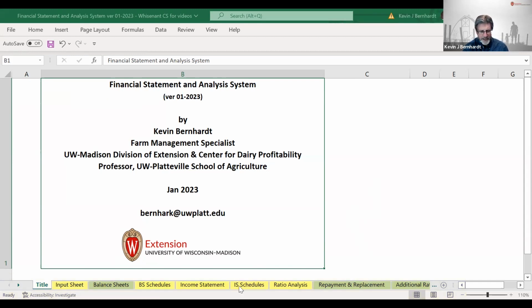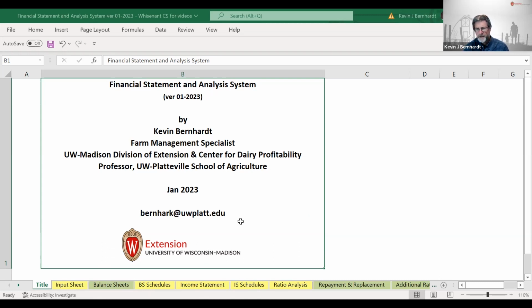The yellow shaded tabs that you see mean that there might be some user entry requirements on those particular tabs. The ones that are green shaded, like the one titled balance sheet right here, mean that there's hardly any user entry at all required, if any. So really only the yellow shaded ones are the ones that need user entry.